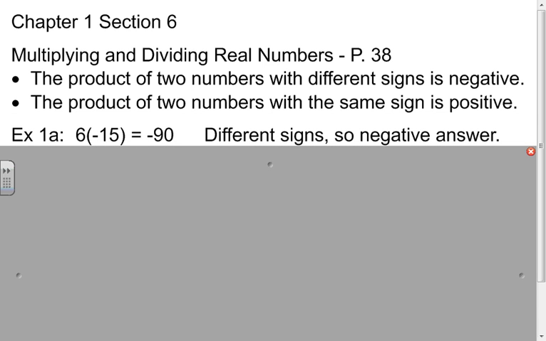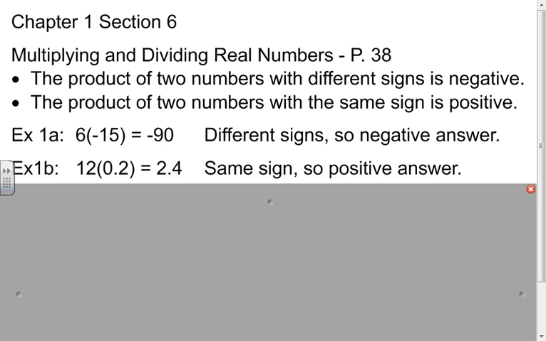First example, 6 times negative 15. 6 times 15 is 90, but they're different signs. The 6 is positive, the 15 is negative, and different signs means a negative answer. So the answer is negative 90. Next example, 12 times 0.2. 12 times 0.2 is 2.4. They are both positive numbers. Since the signs are the same, your answer is positive. Again, that's for multiplication problems.